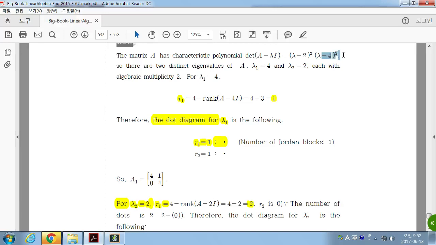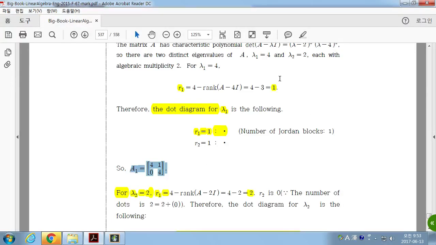The algebraic multiplicity is 2. So that means we have 2 dots. But we have R1 equal to 1, which means we have only 1 dot on the first column. So the leftover dot should go to the second row. So we have 2 dots in the first column, which means we have a 2 by 2 Jordan block for lambda 1.